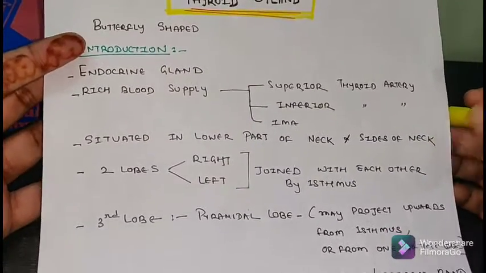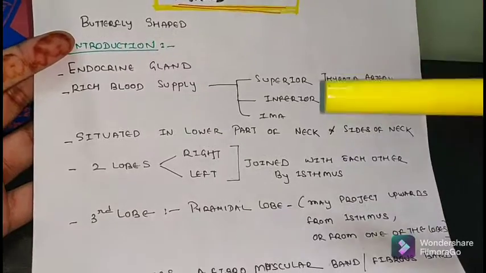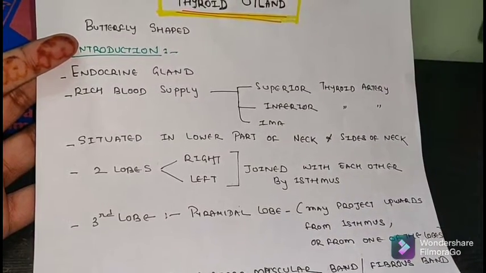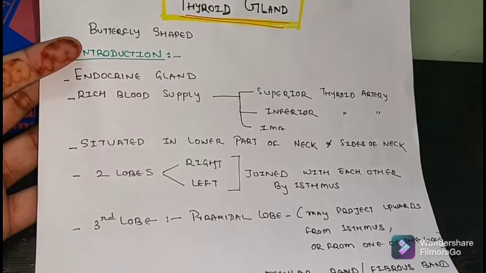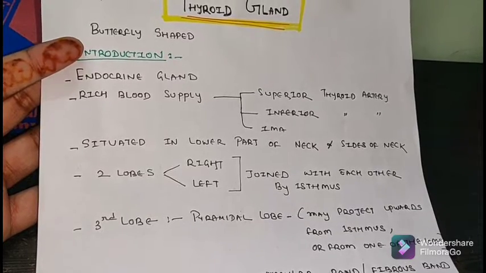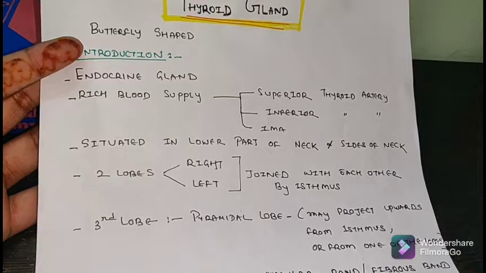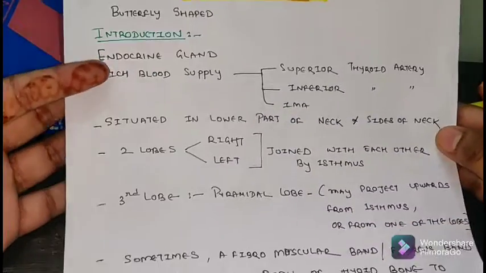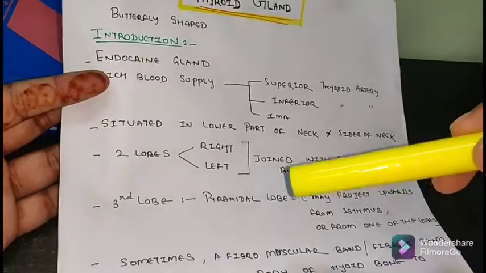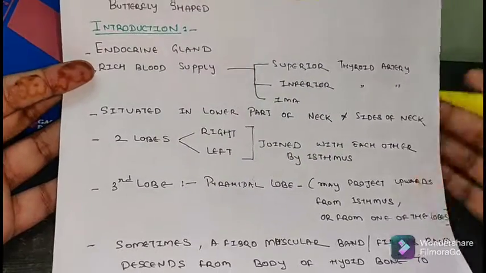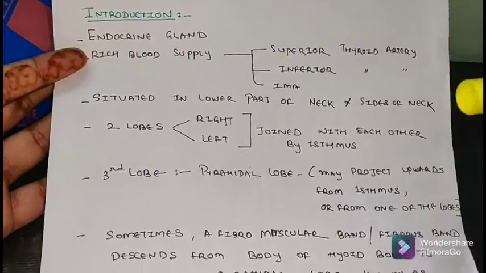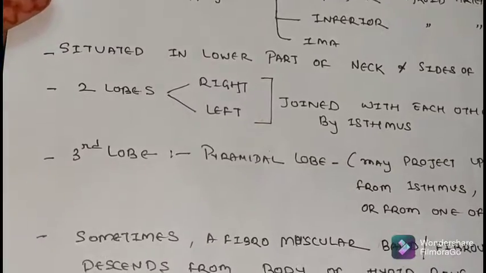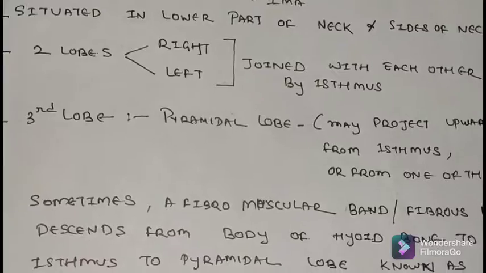Next, the thyroid gland is situated in the lower part of the neck and the sides of the neck. The thyroid gland has two lobes, right side and left side, joined with each other by the isthmus. Then there is a third lobe of the thyroid gland, that is the pyramidal lobe. It may project upwards from the isthmus or from one of the lobes.